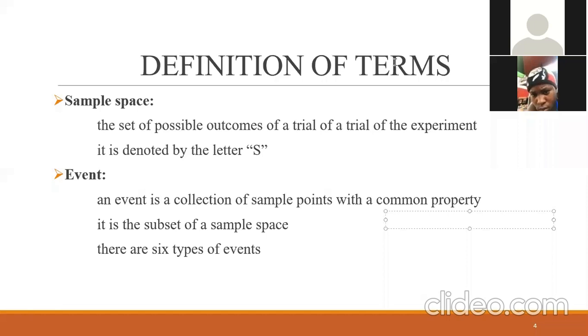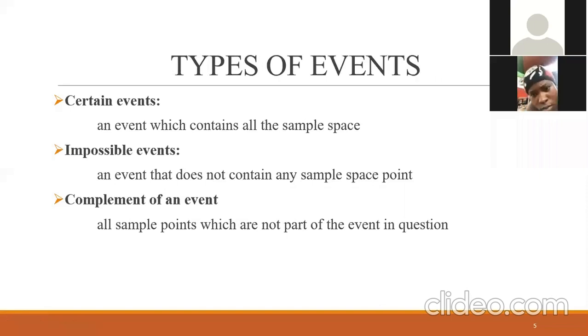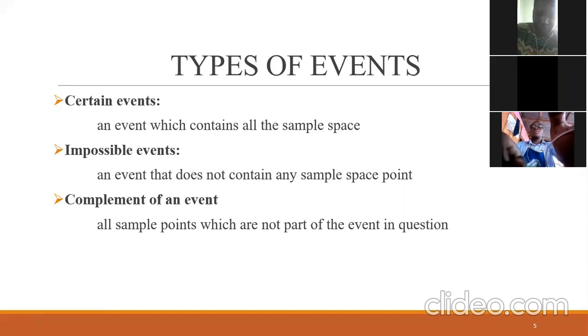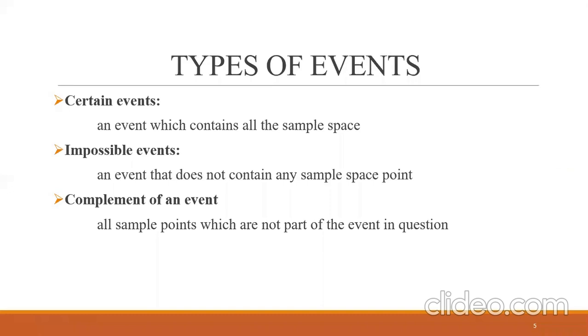So let's talk about the types of events. We have certain events. When we say someone is certain about something, you are sure of it. So when the event that you are looking out for contains all the sample space, that is a certain event. For example, tossing a coin: the sample space is head or tail. You are certain that you will get either a head or a tail. That's a certain event.